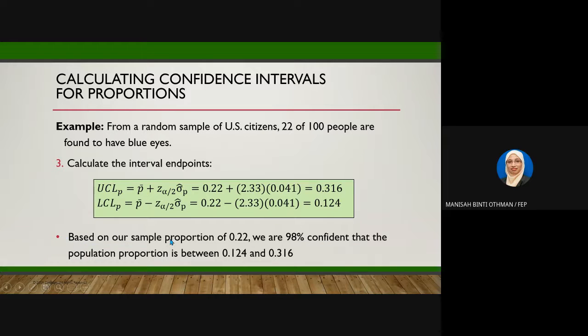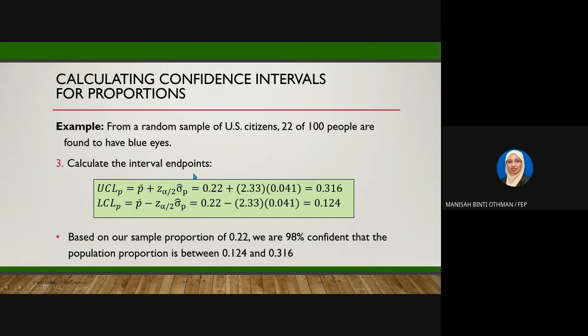Based on our sample proportion of 0.22, we are 98% confident that the population proportion is between 0.124 and 0.316, or 12.4% to 31.6%, that have blue eyes. So from your sample, you get 22 out of 100, which means about 22% in your sample have blue eyes. If you want to use a point estimation, your point estimation is 22%.